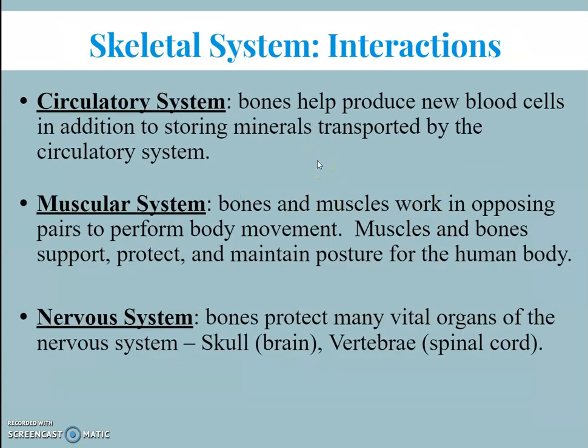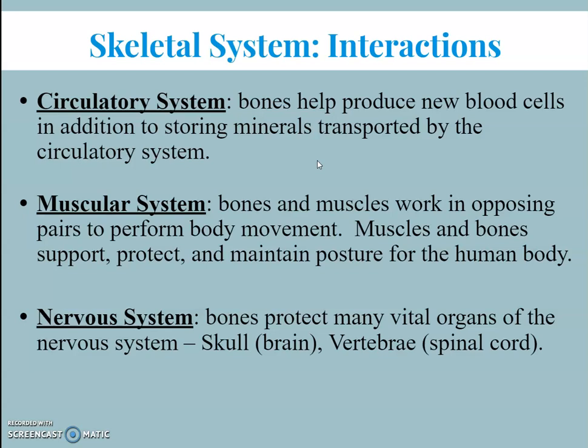So then, what are some interactions? I said that we're not going to focus on the function. You should already know the function. But we're going to need to know how the systems interact with one another. So what are some interactions that the skeletal system has with other systems? The skeletal system interacts with the circulatory system by the bones producing the new blood cells, in addition to storing minerals, which then will be transported by the circulatory system. And so that is one interaction.